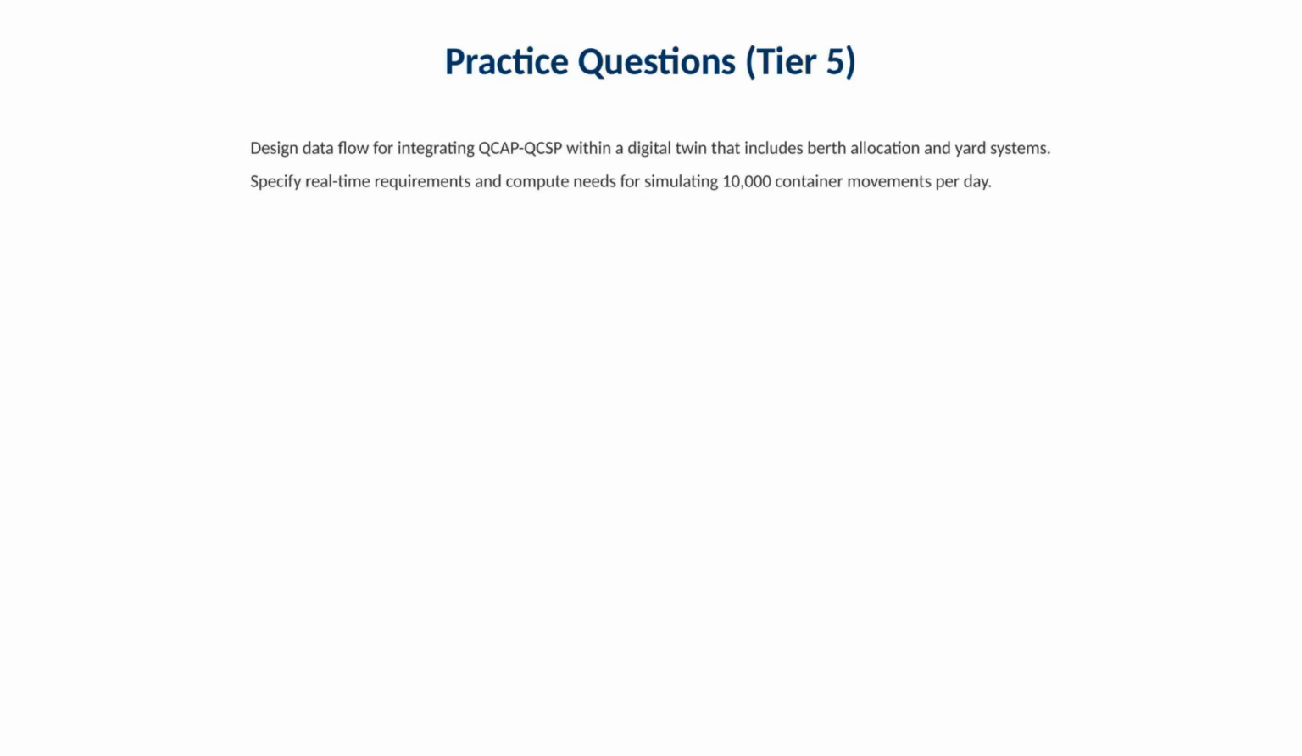These questions focus on digital twin data flow. You design real-time synchronization and compute requirements for simulating 10,000 container movements per day across integrated systems. Operationally, the point is that Quay decisions propagate to yard and transport decisions, so the twin must keep the whole system consistent. These questions ask you to design an auction mechanism for crane agents bidding on tasks.